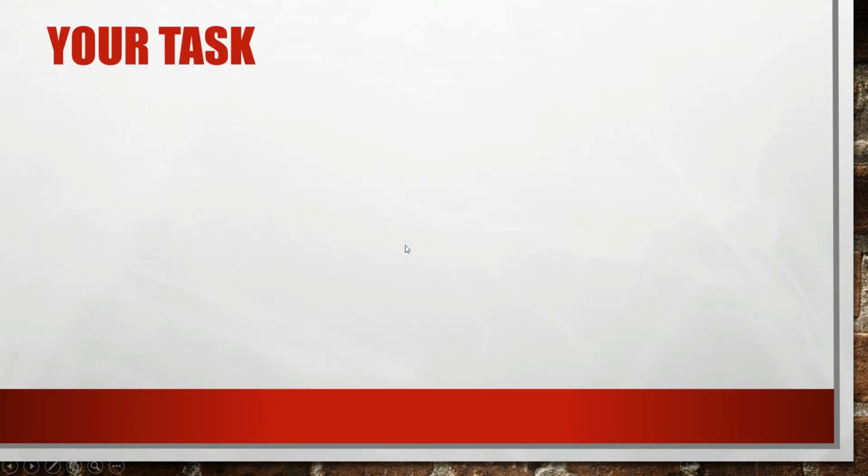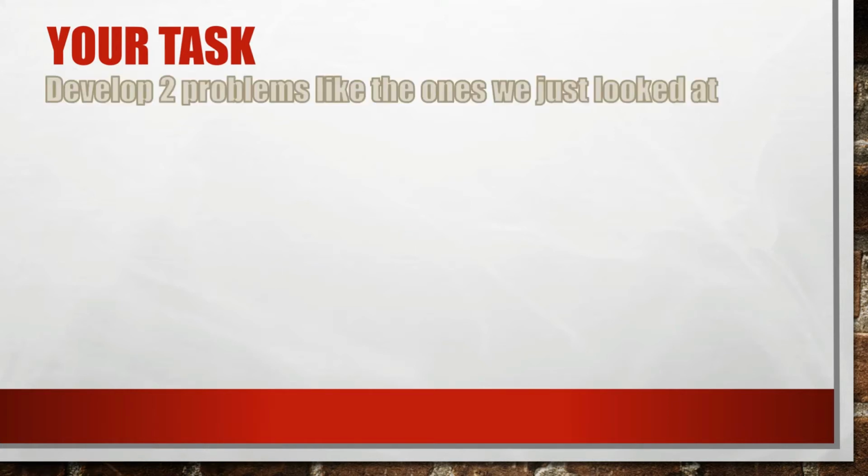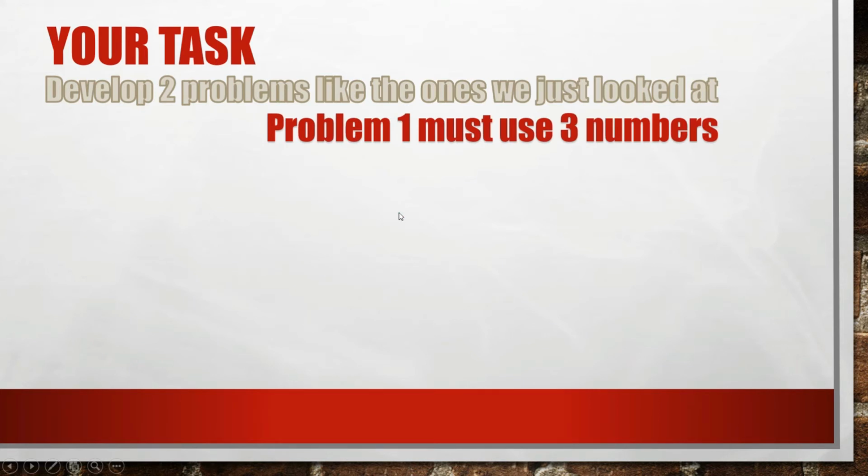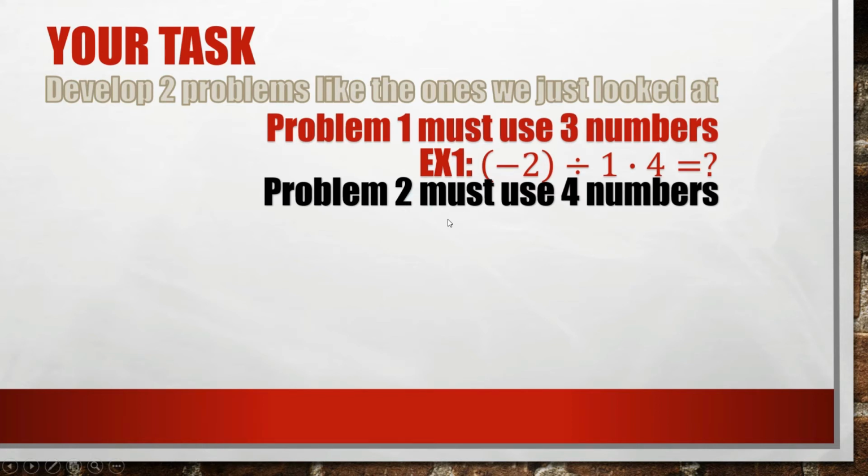So here is your task for the live lesson. I want you to develop two problems like the ones we just looked at. Problem 1 must use three numbers. For example, negative 2 divided by 1 times 4. So the first problem has to use three numbers. The second problem, problem number 2 you make, must use four numbers. So it must look something like this: 14 times negative 12 divided by 9 divided by 4.